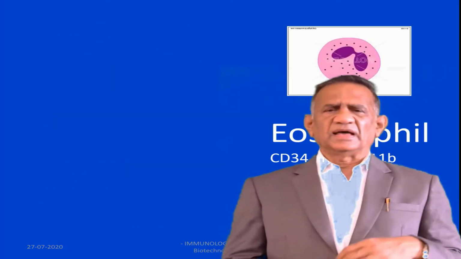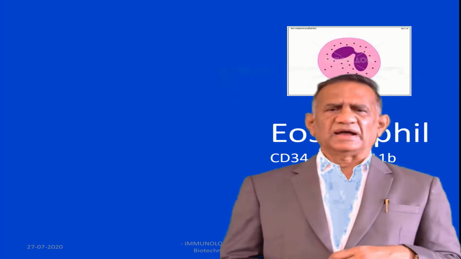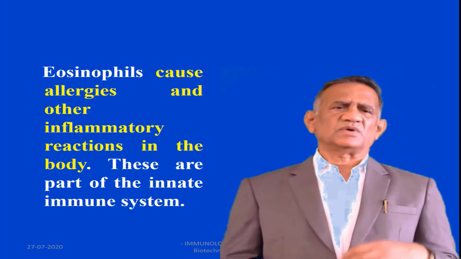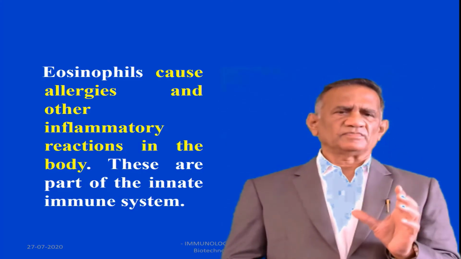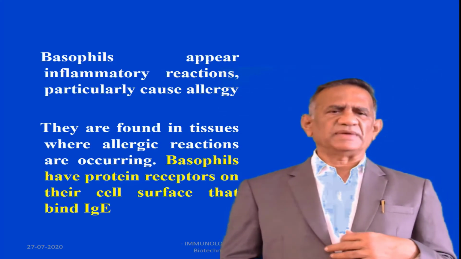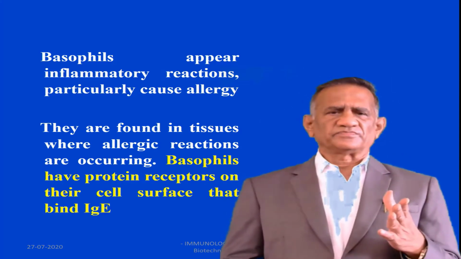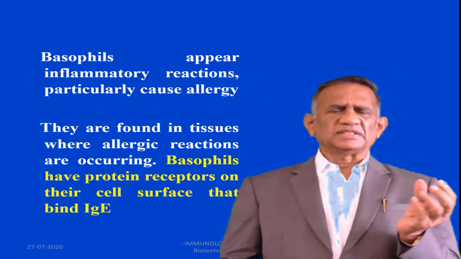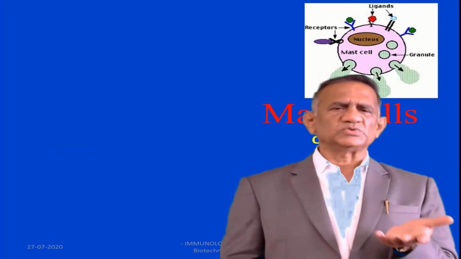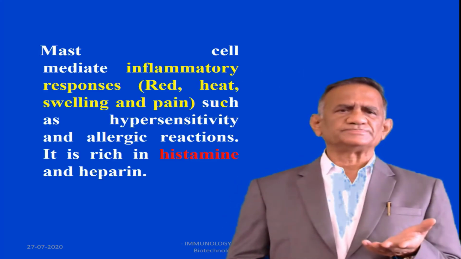Then the eosinophil is double lobed, their number is low, around 3%, and they have CD markers 34 and CD11. Eosinophils cause allergies. That's why the number is kept low by nature. And basophils number is even less, 0.4%. They have markers like CD33, CD36, and they also cause allergic reactions. That means they contain histamine. Once they rupture, the histamine is released, and the histamine causes allergic reactions. So as a result, we use antihistamine tablets.